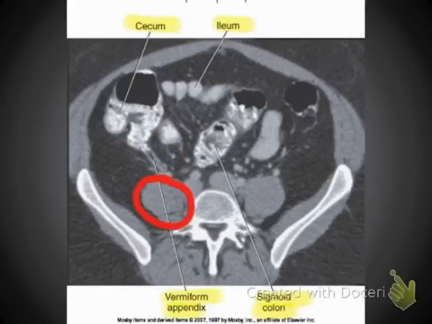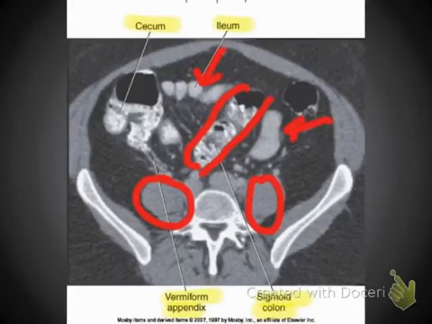we have the psoas muscles here and here, and on this non-iodinated contrast, IV contrast skin, we really don't distinguish the ureters here. But we do have the sigmoid colon, and if we'll notice, the sigmoid colon is much larger than we have a small bowel like this and this, and so we assume that this is large bowel simply because of the size.